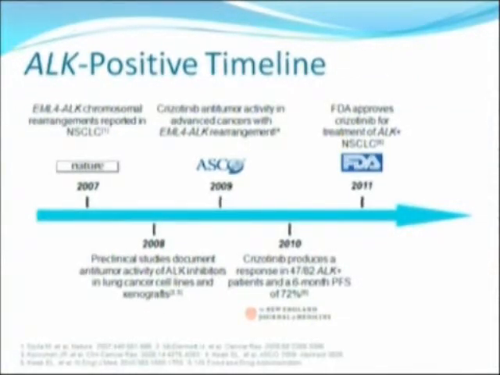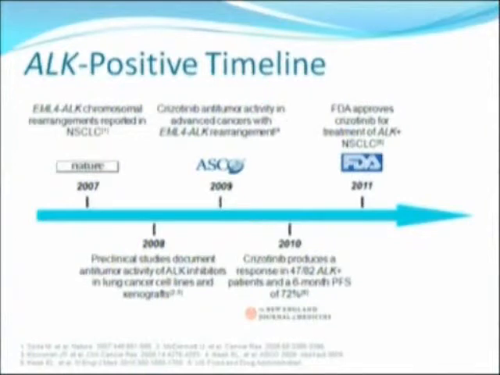So this is just to describe to you how rapid the progression and development of this drug has been. In 2007, we identified the translocation, the target. We had some preclinical studies, and then in 2009, the first clinical data emerging. And in 2010, we had the first studies being presented at the oncology meetings. And then in 2011, the FDA approved crizotinib for the treatment of ALK-positive non-small cell lung cancer.